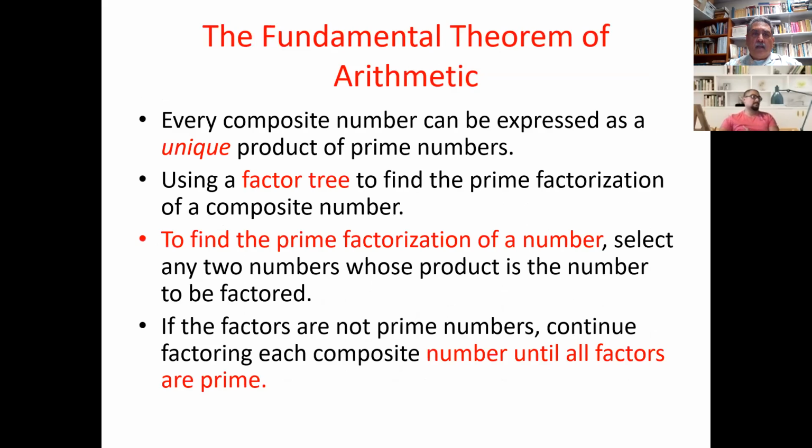Okay. Now, one of the important things in math is the factor tree. Every composite number can be expressed as a unique product of prime numbers. And we use a factor tree to find prime factorization. To find the prime factorization of a number, you select any 2 numbers whose product is the number that you want to be factored. If the factors are not prime numbers, you have to continue factoring each composite number until you get all the factors that are prime.